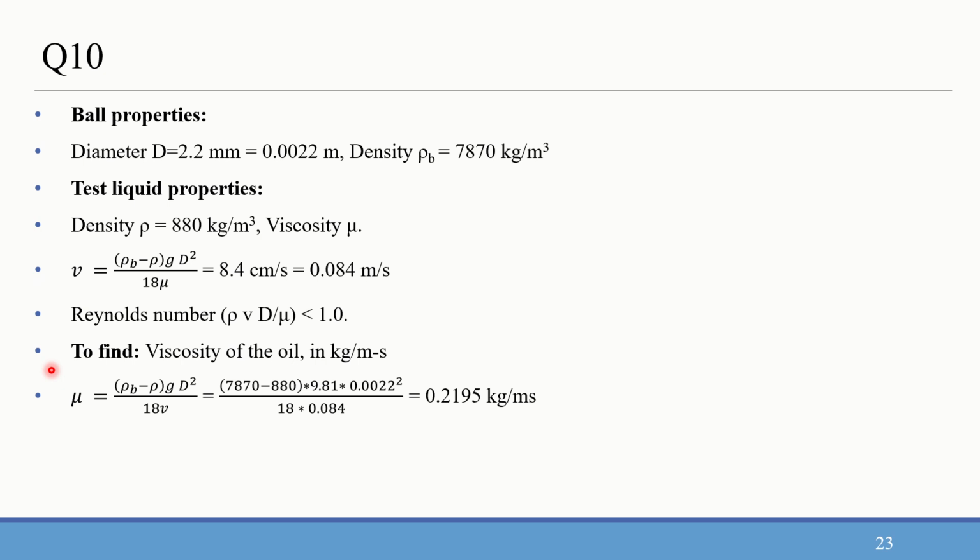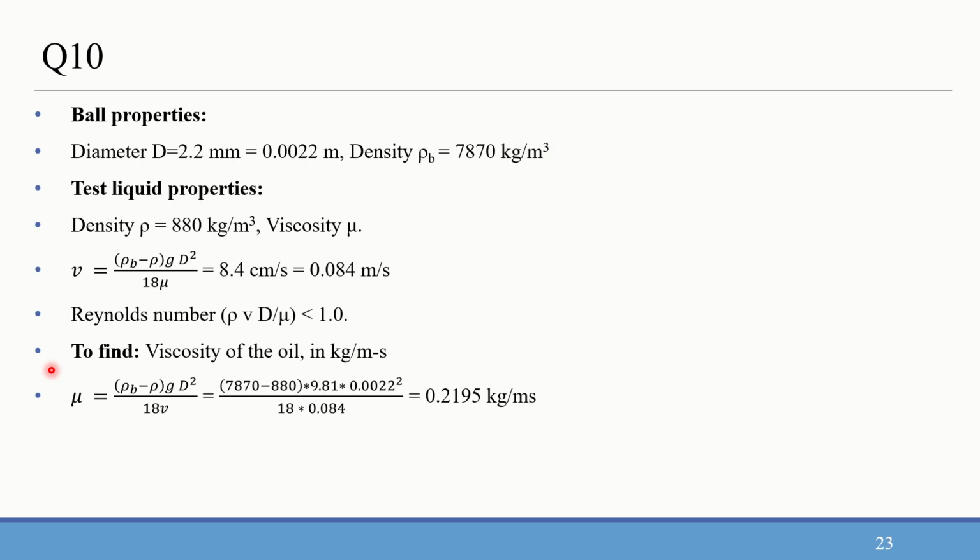So mu is 0.2195 kg per meter second. Now we are substituting these things back in the equation. We found out the mu, so question 10 was about finding mu. In question 11, what is the Reynolds number? Question 11 is all about finding the Reynolds number. So how will we calculate the Reynolds number?